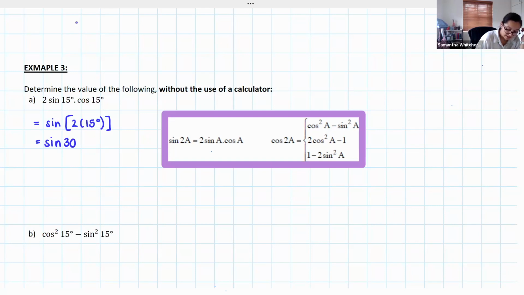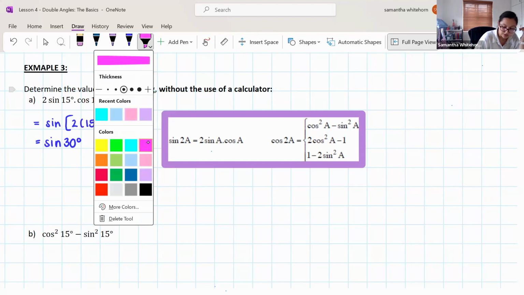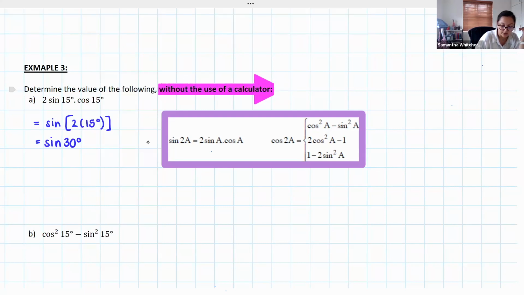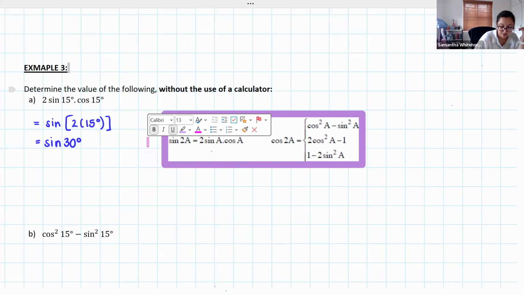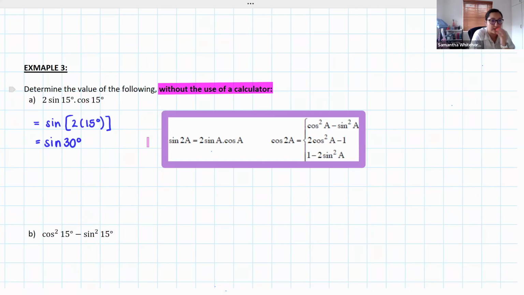Now the giveaway that I'm going to be working with special angles is this: without the use of a calculator. Whenever we say that in trig, it means that you're likely going to have special angles that you need to deal with, particularly when the question has numbers in it. So obviously you're not going to use a calculator if you've got thetas and you're just applying reduction formulas. But when you get to things like this where there's numbers and we say without the use of a calculator, special angles, that's what you're aiming for.